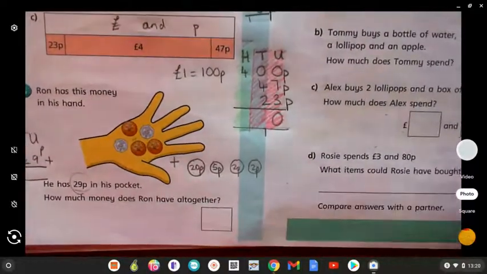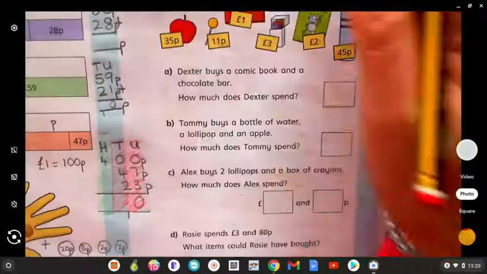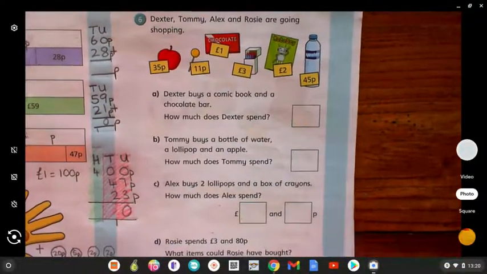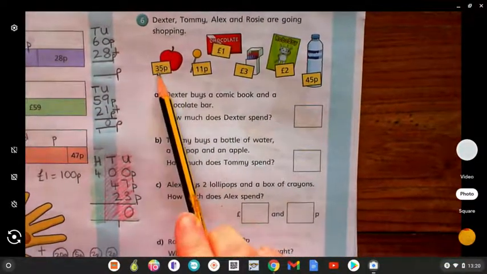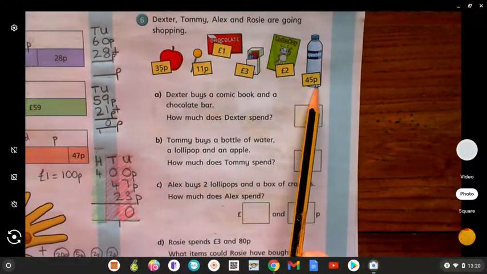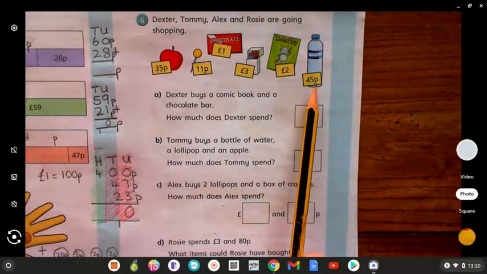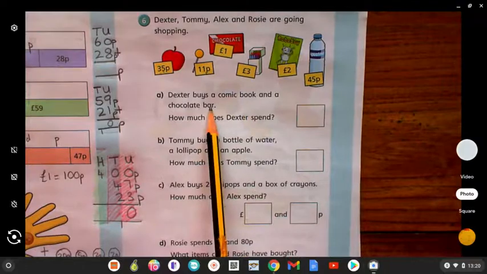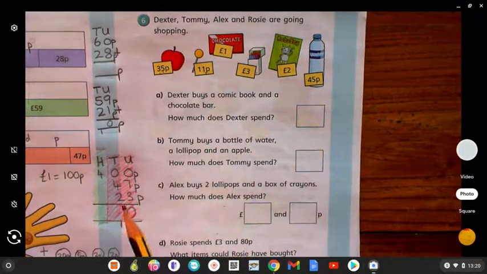Now, if you wanted to, and you have time, you don't have to, you could do number 6. You've got different items. Now, be careful here, because the items are in pence, or they're in pounds. Okay, that one's in pence. So just take care of that. Dexter buys a comic book and a chocolate bar. How much does Dexter spend?